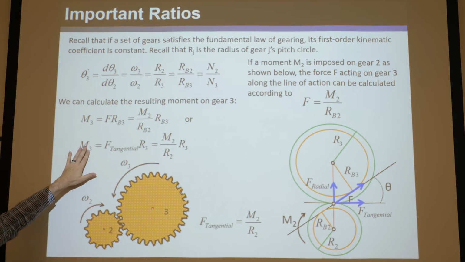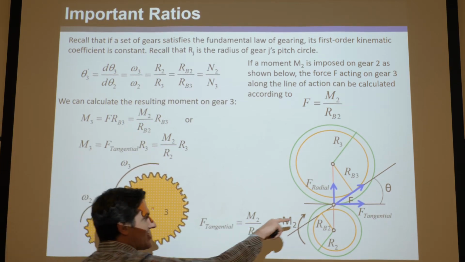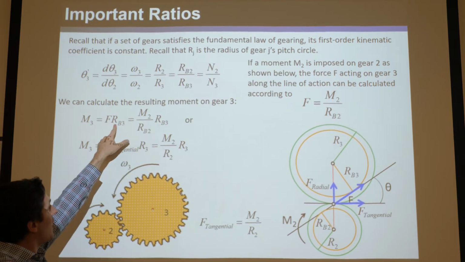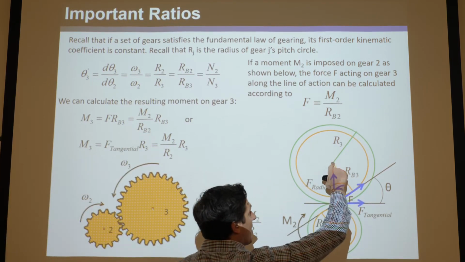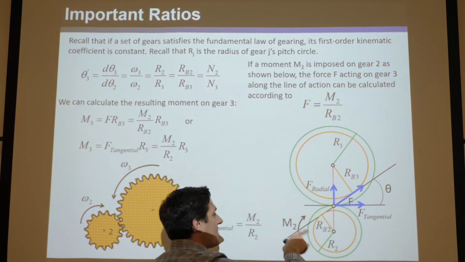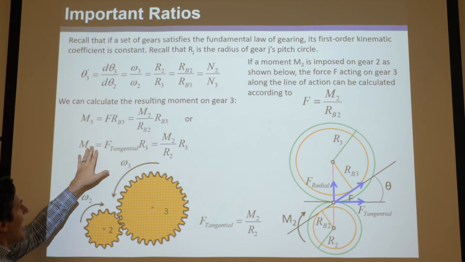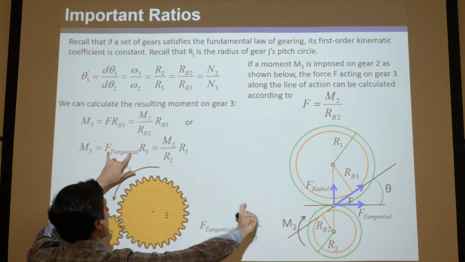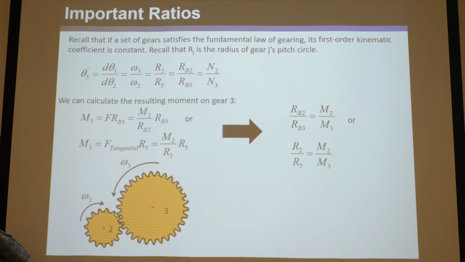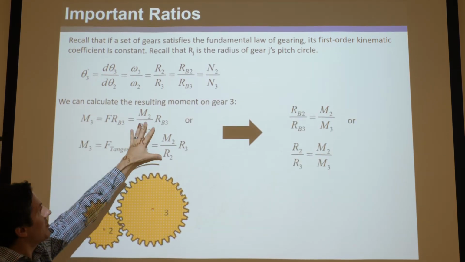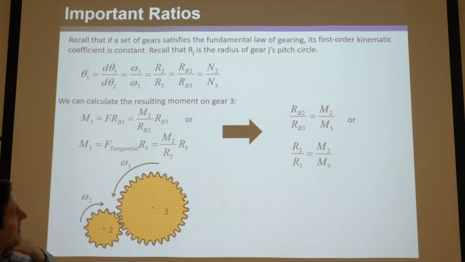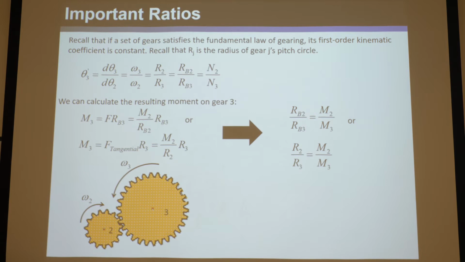Or another way to look at it is M3 could equal the tangential force here times R3, not RB3, but R3, because R3 is the radius of the green one. So you times that force by that, then that's going to be M3. And we know F tangential is this, so plug that in there, and you get that. So by getting these, you know these two are equal, because they're both equal to M3. So if you set them equal, then you can start getting these relationships.